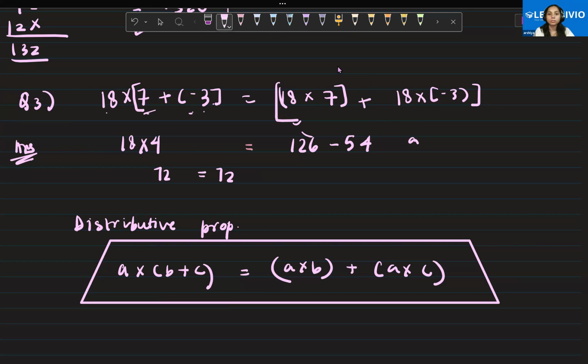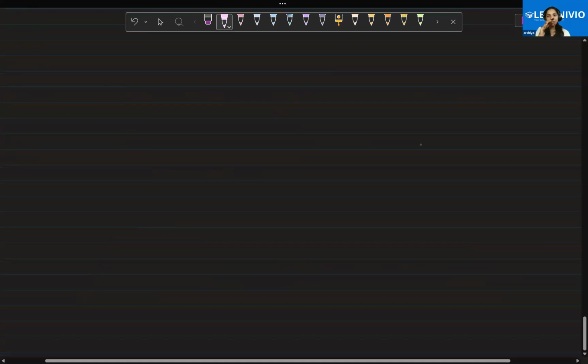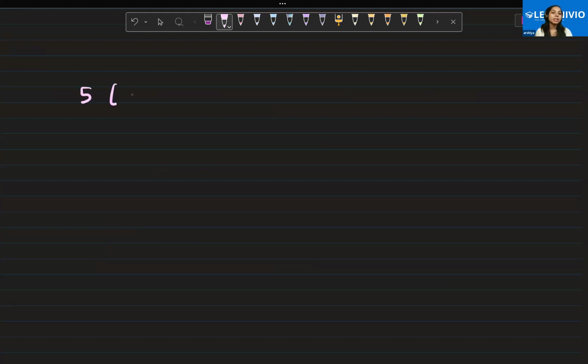Ma'am, can you explain the distributive property again? I don't understand. Okay. It's basically when you have three integers. I'll also show you how to open it. So let's say I have three integers. Let's say I have 5, and inside the brackets it's 3 plus 2.